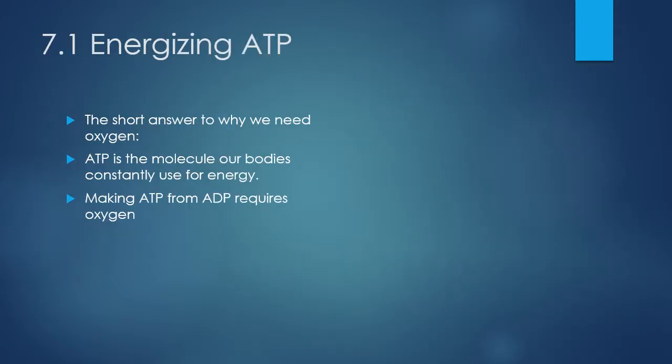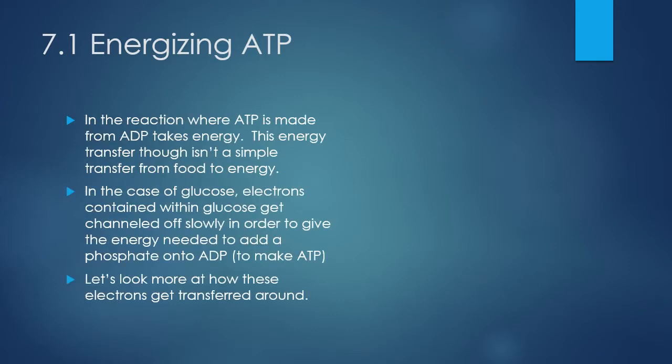So the short answer to why we need oxygen is that ATP is the molecule that our bodies constantly use for energy. And making ATP from ADP, which we talked about in the last chapter, requires oxygen. There's a lot more to it than that, and in the rest of this chapter, we'll go through all of those steps of how that process of making ATP and using oxygen happens.